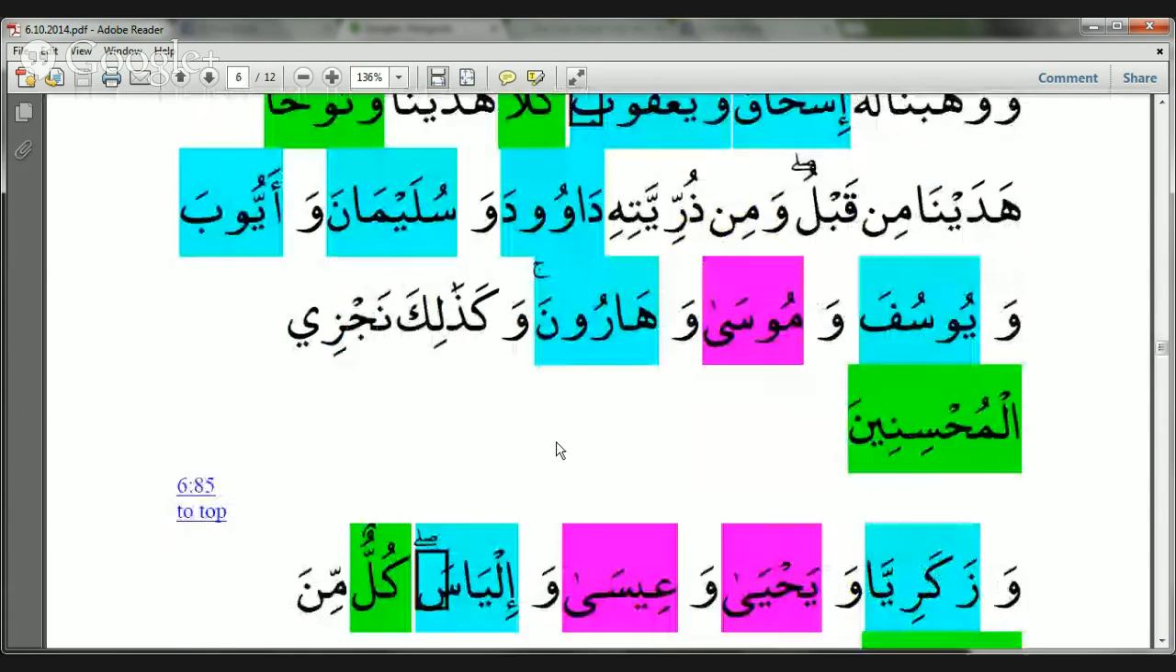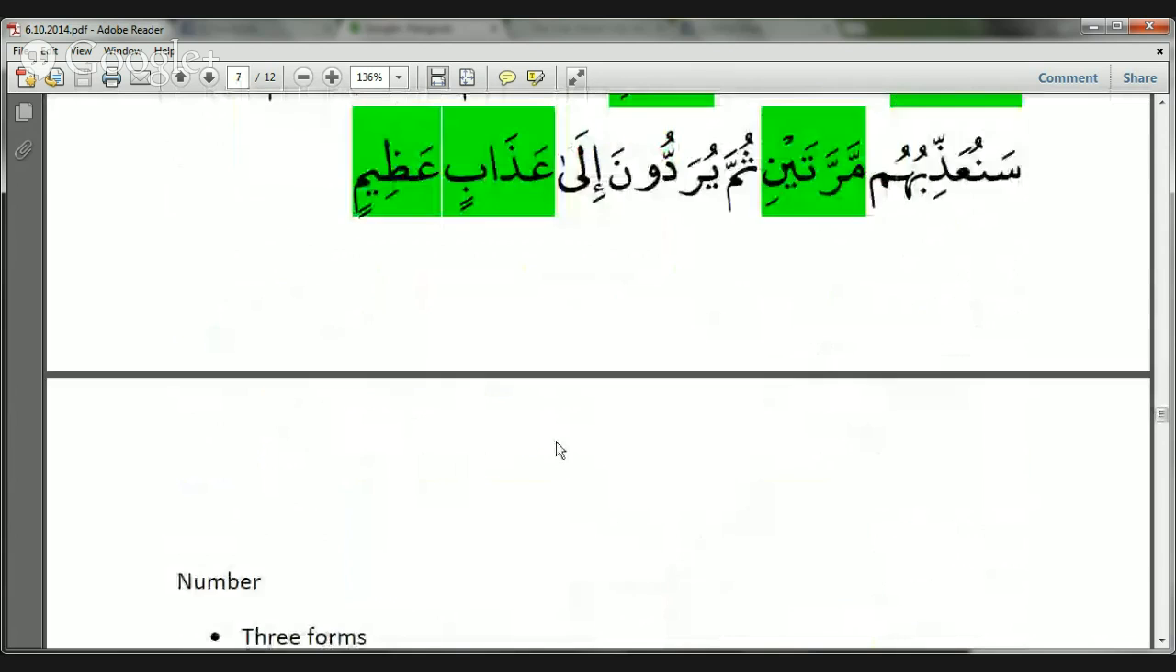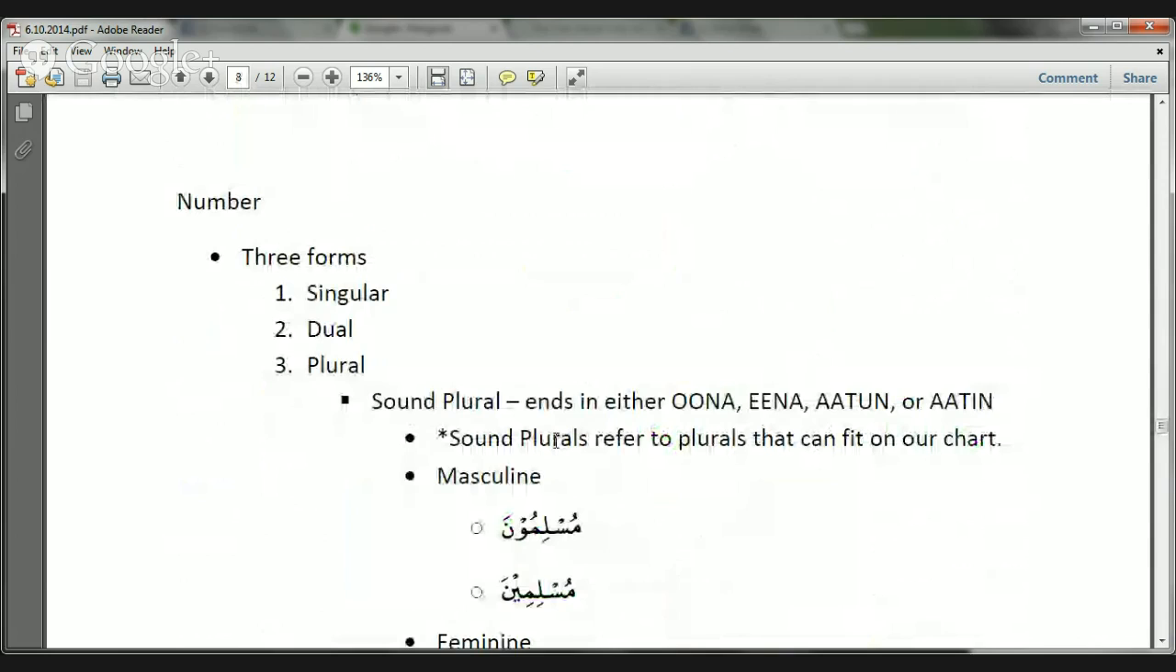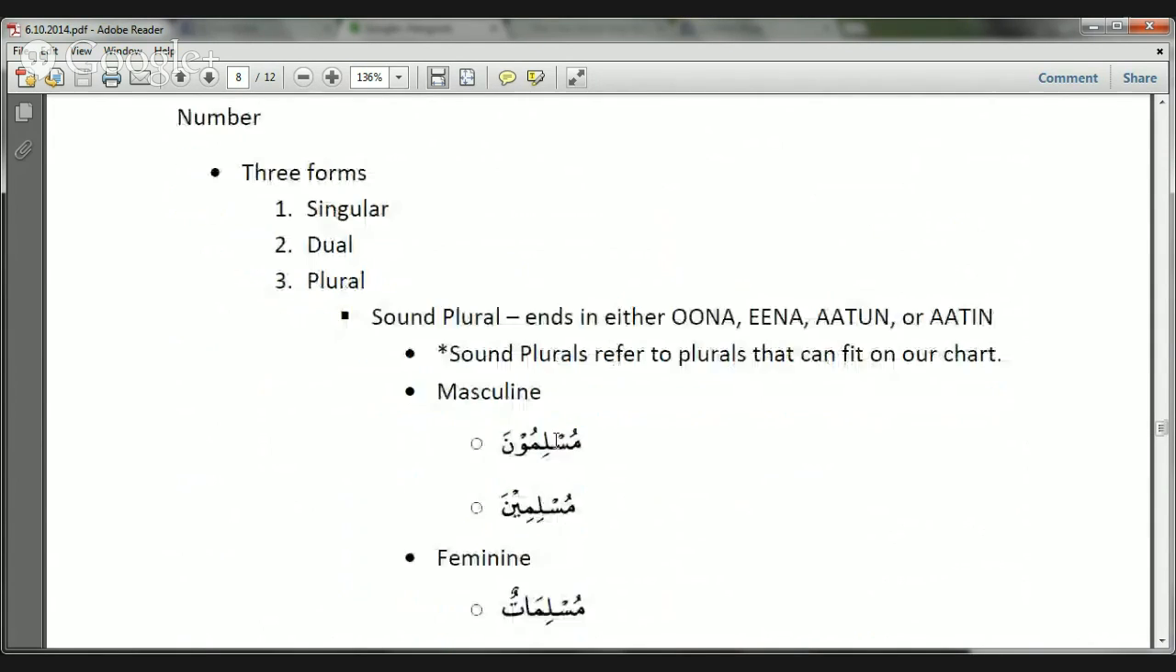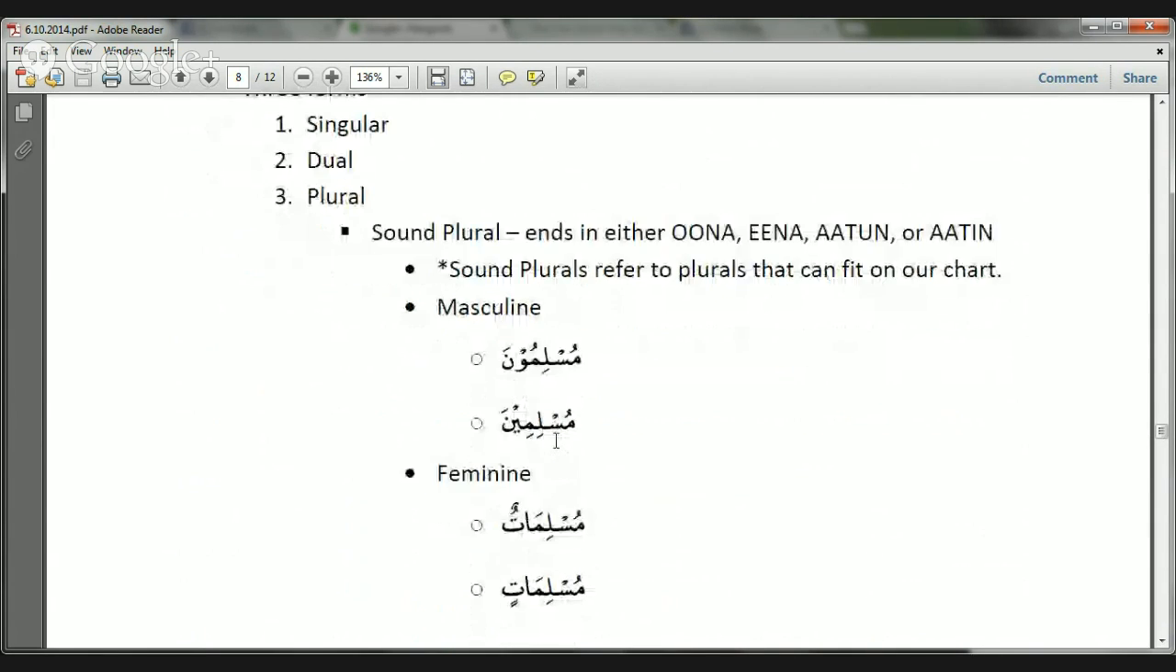And then we began to finally speak about the number of the ism. And we mentioned that there are three forms. Number one are singular isms, two are dual isms, and three are plural isms. And we mentioned that with plural isms, there are two categories of plural isms.